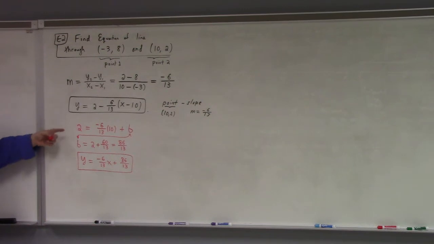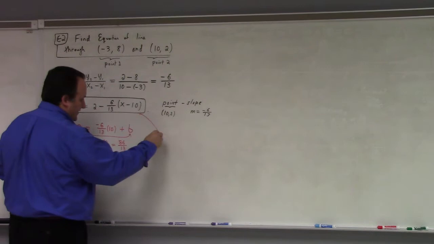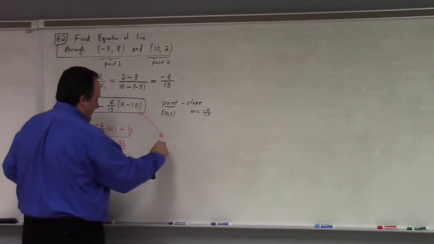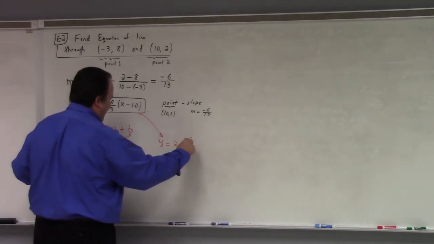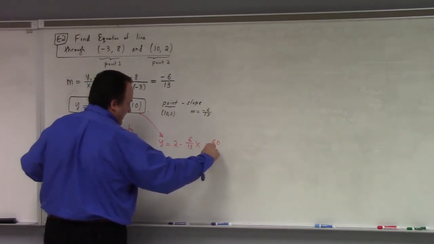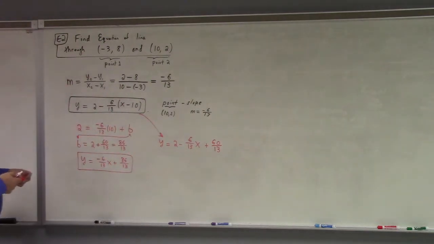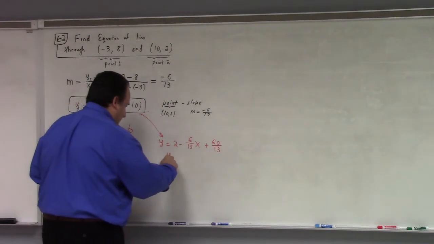How do you get from here to here? If I didn't make a mistake, and I don't think I did, what do we do here? Distribute. Yeah, so this is the same as y is equal to 2 minus 6 over 13 x plus 60 over 13, right? So we're back to that same arithmetic, 2 plus 60 over 13, which gives us 86 over 13.